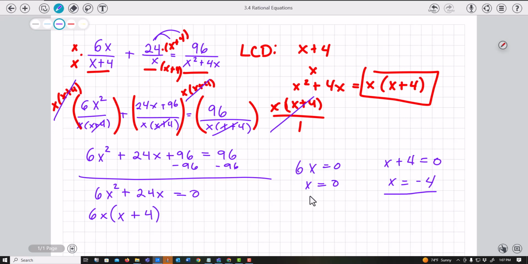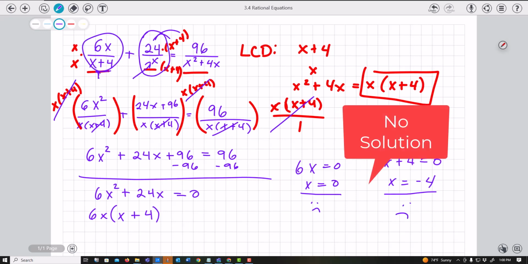So you always have to check both of your solutions to see, can you plug in 0? And looks like I would even be dividing by 0 here. So based off of these two answers, I cannot use x equals 0. Why? Right there. I cannot plug in x equals 0. And I cannot use x equals -4. Why? Right here. And therefore, this problem does not have a solution. There is no solution.